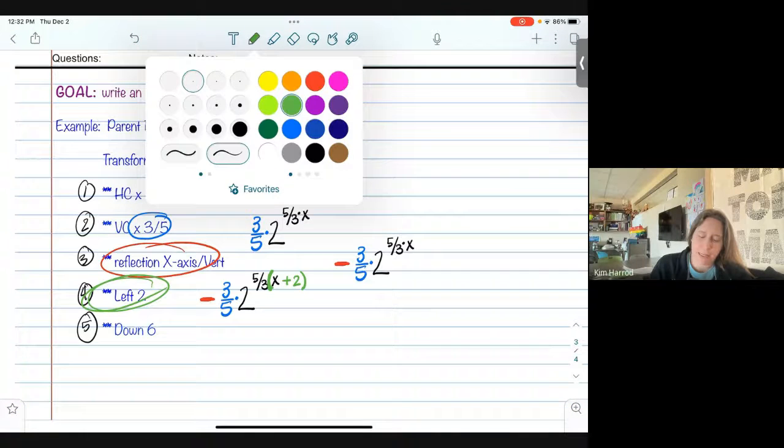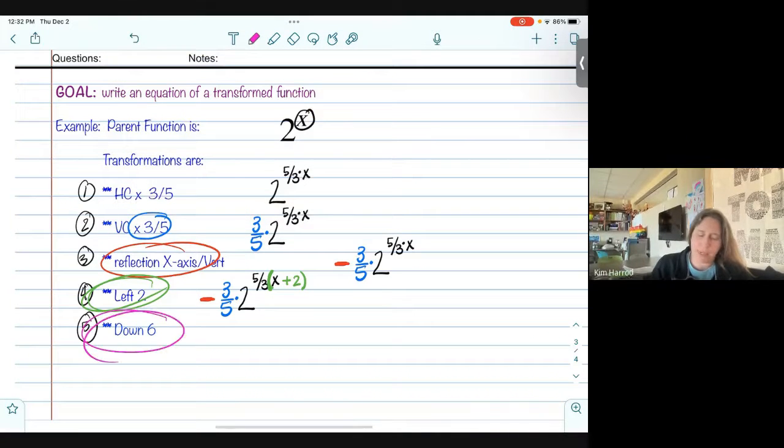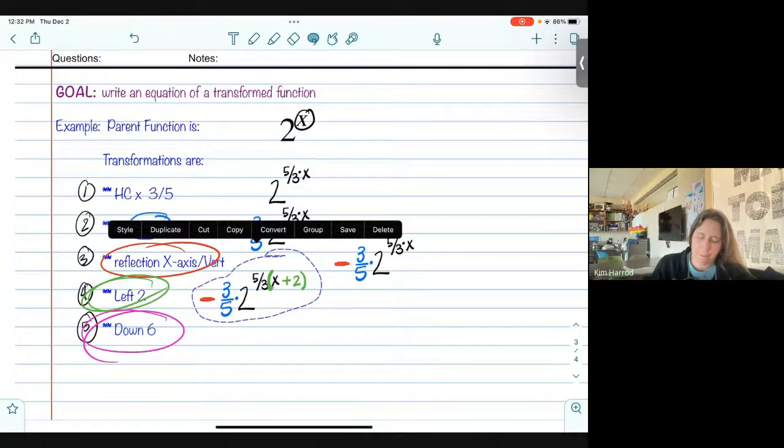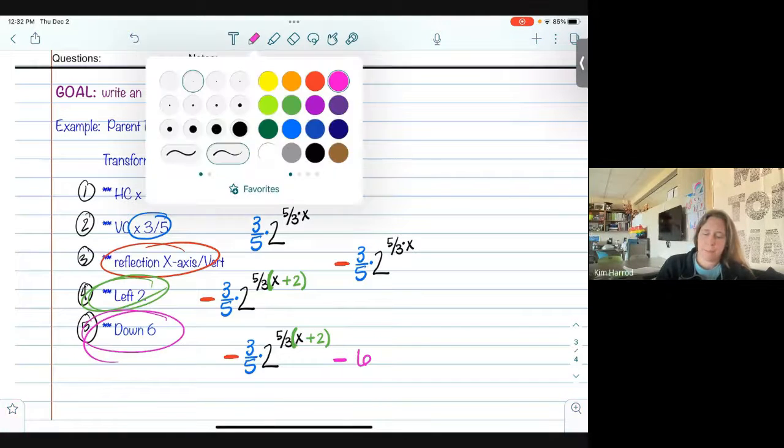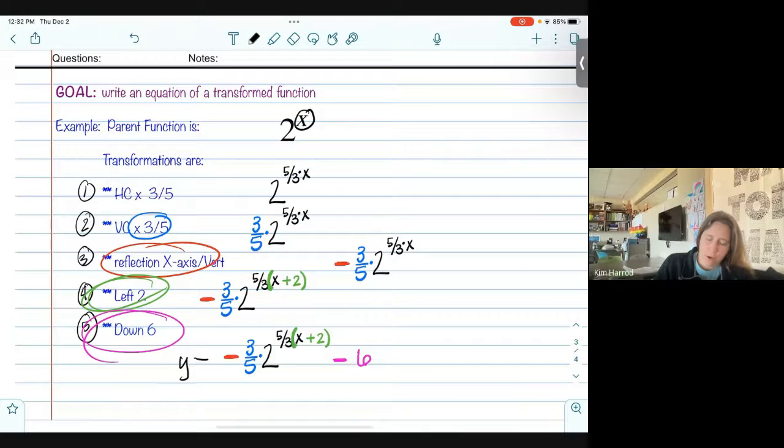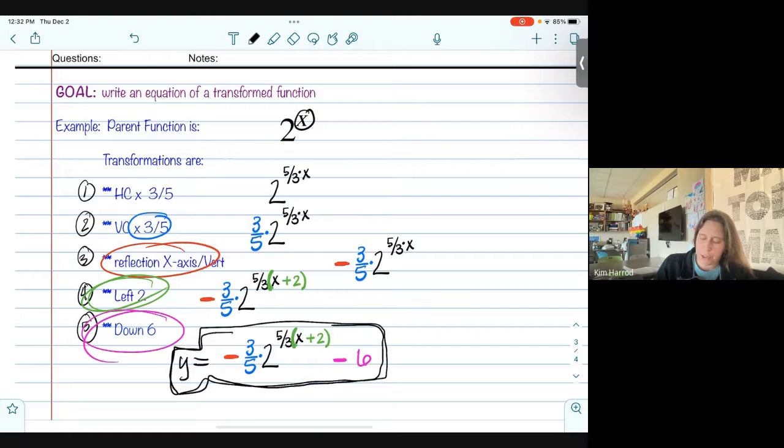And then finally, let's throw in down 6. So we'll take everything that we've done so far and add to that down 6. Outside the function, we add negative 6. So my final answer would be y equals negative 3/5 times 2 raised to the power of 5/3 times the quantity x plus 2, minus 6. And that will do all of those 5 things that we were hoping for.